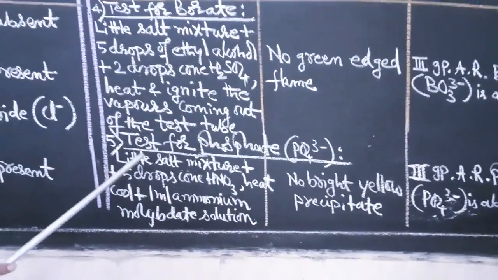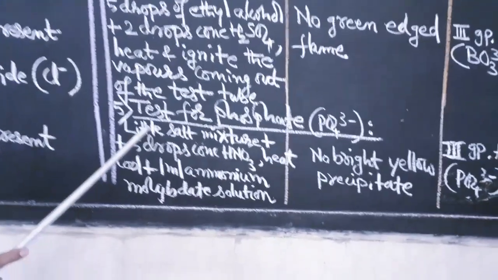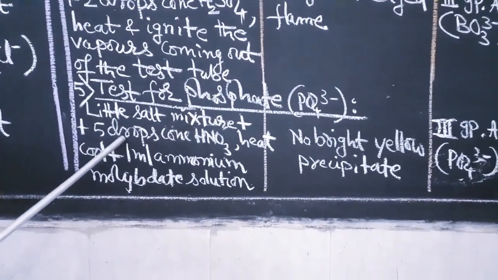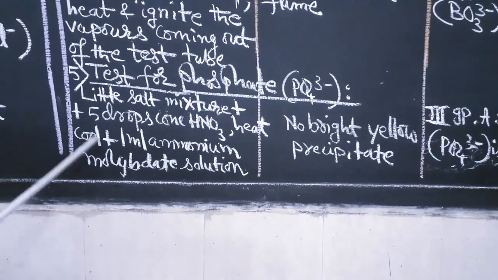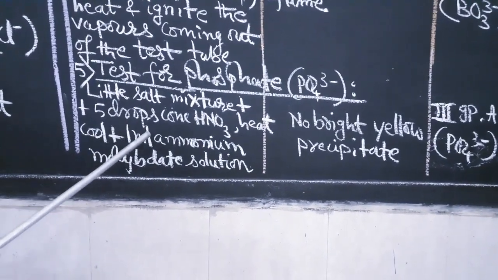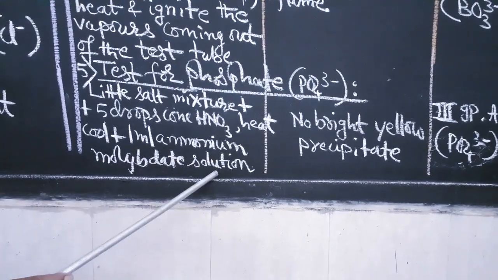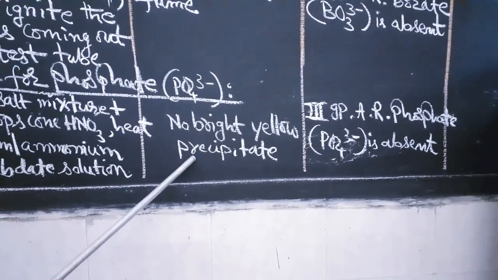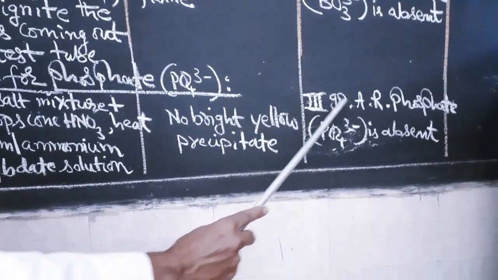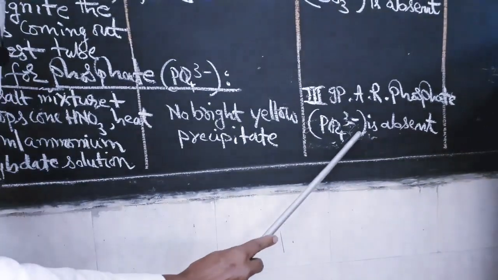Then we have carried out a test for phosphate. We have taken a little salt mixture, added 5 drops of concentrated nitric acid, heated to dissolve the salt, and cooled. Then we have added ammonium molybdate, and there is no bright yellow precipitate. So we should write that third group acid radical phosphate is absent.